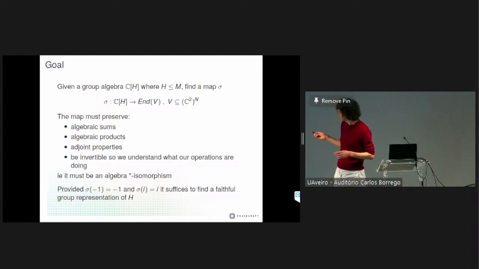What you can show is that if you take this mapping and you make sure that it preserves phases, then you really just need to be thinking about faithful group representations of H. So you can extend these group representations by linearity to these algebra isomorphisms in a nice way. So really what we're looking for are group representations.